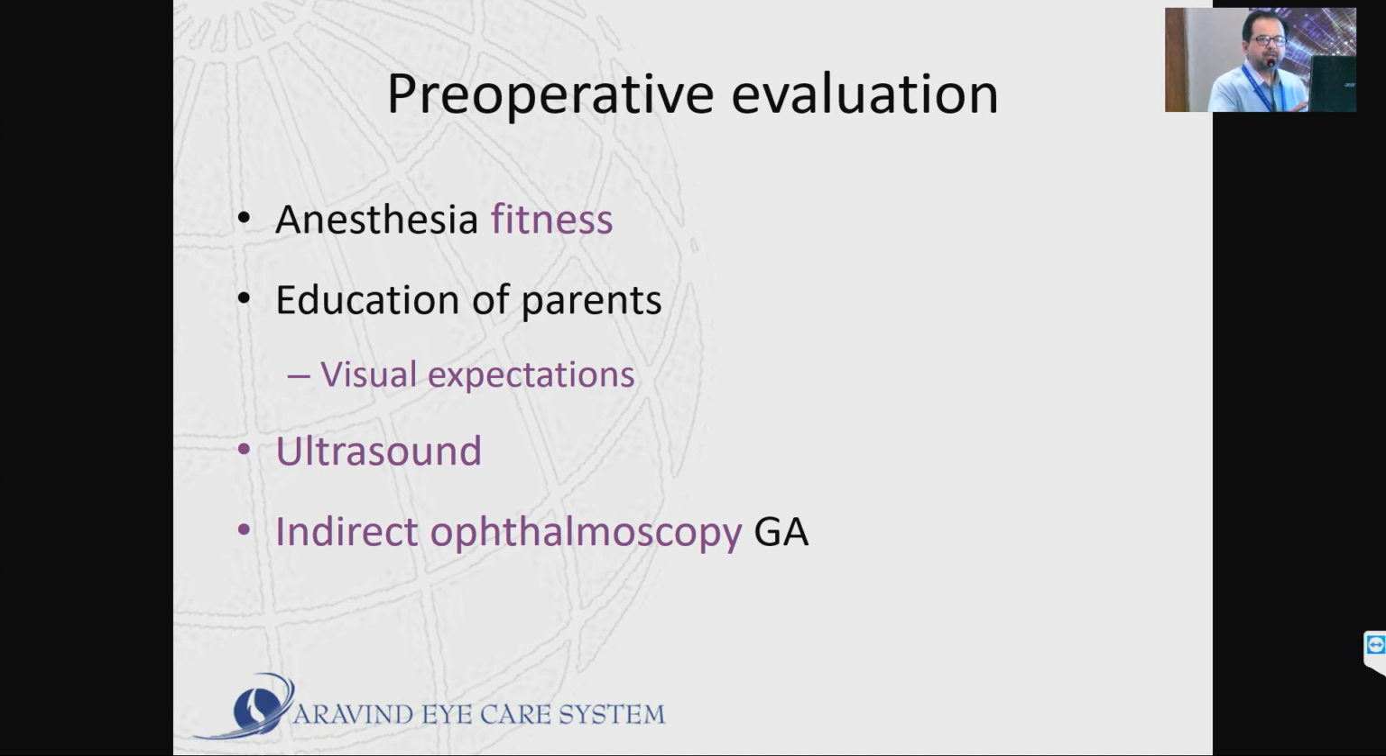Education of the parents, the visual expectations: what you have to tell them, especially for a stage 5 or a 4B, is that the child is never going to see normal vision like what we can see. The expectation should be that stage 5 can get a little better. Stage 4B is always going to be stage 4B. And even if it's settled, there's going to be RP degeneration; the visual outcome is not bad, I mean, it's not going to be very good.